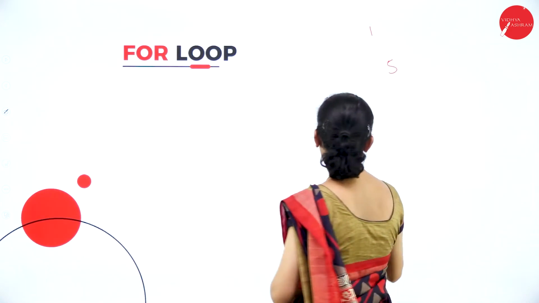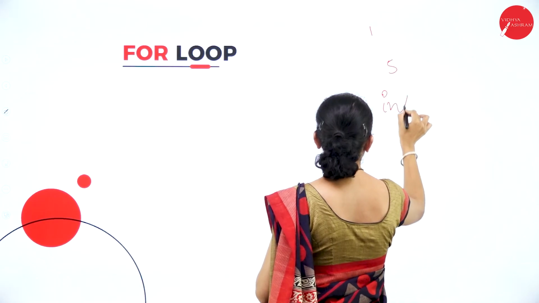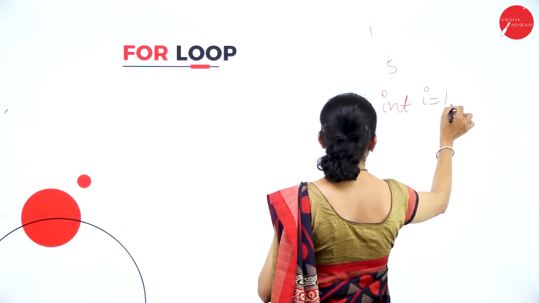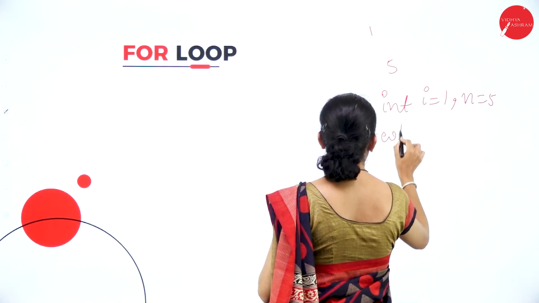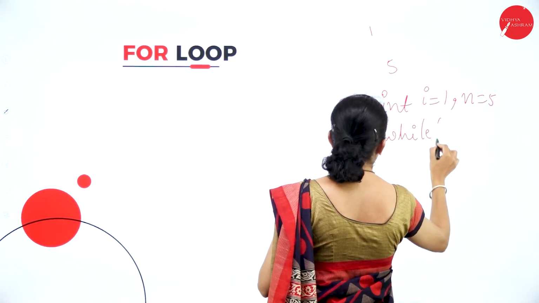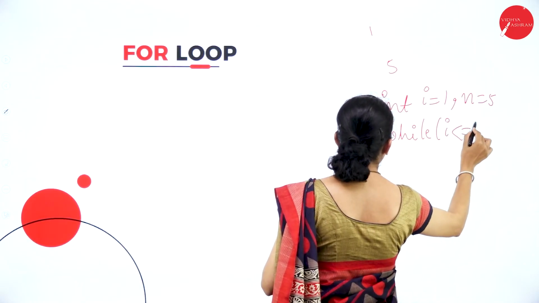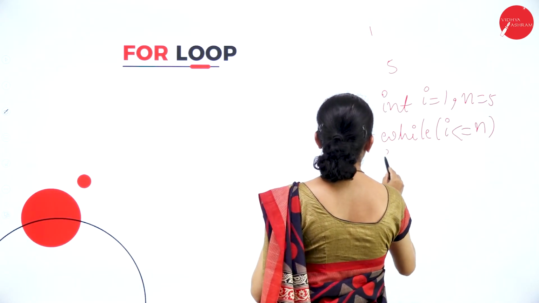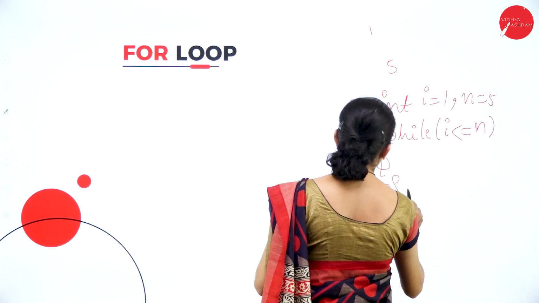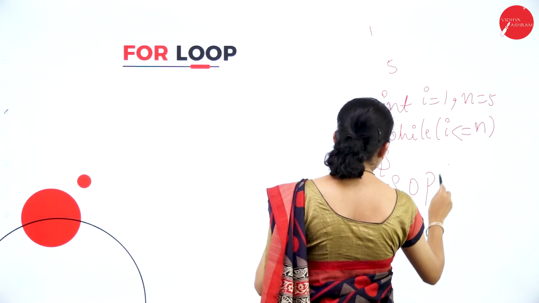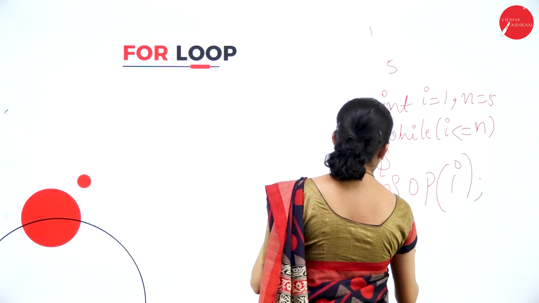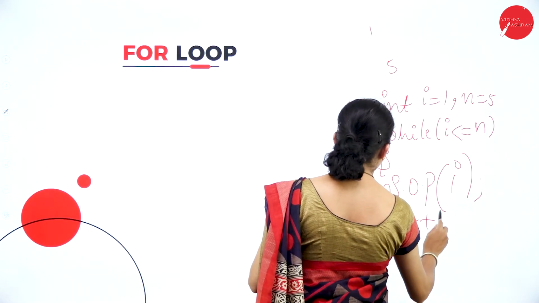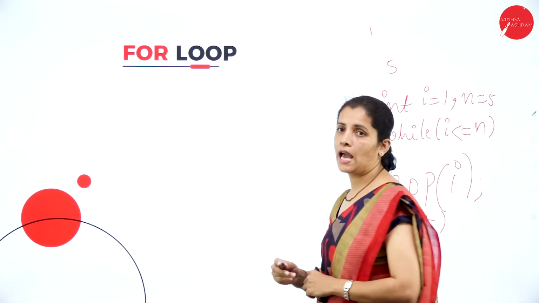Now see here, if I consider while, I have written at the beginning, I initialized i equal to 1, n equal to 5. Then while i less than or equal to n, if this condition is true, what I want to do is print, that is System.out.println, and I am going to print i, and I am going to increment i by 1. So this is the statement I have written.